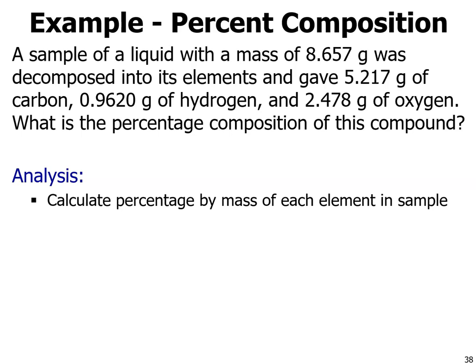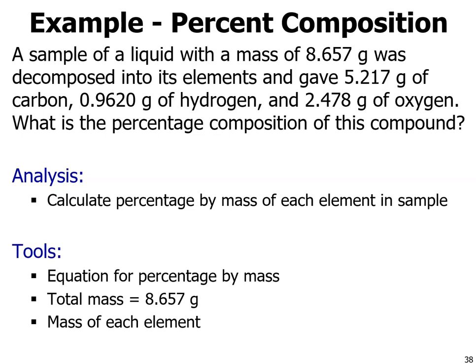It has 8.657 grams of this compound and it decomposed into the various elements. We got 5.217 grams of carbon, 0.9620 grams of hydrogen, 2.478 grams of oxygen. The question is then, what is the percent composition of this compound? One of the things we need is the equation by percentage by mass. So we have the total grams in mass, and then we have the mass of each element.